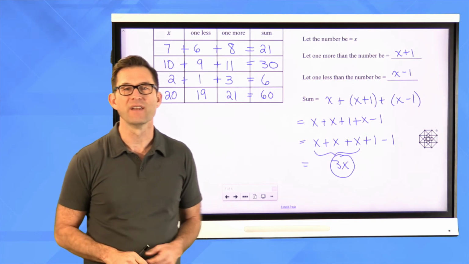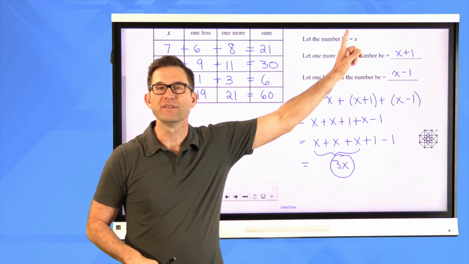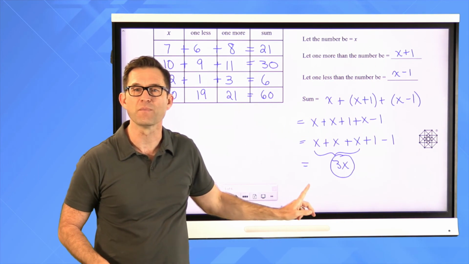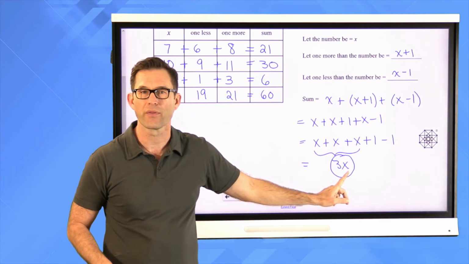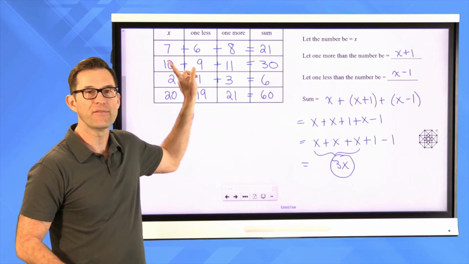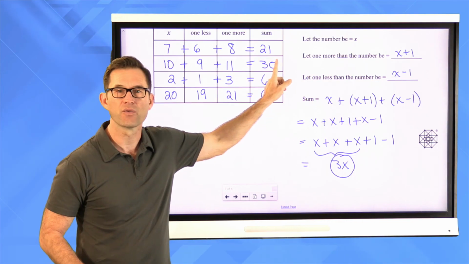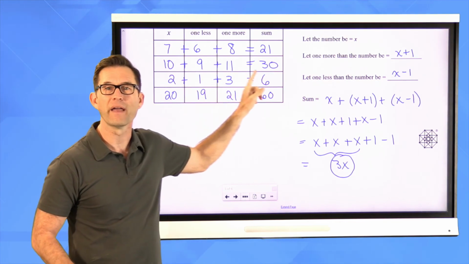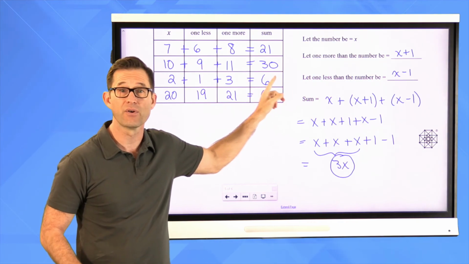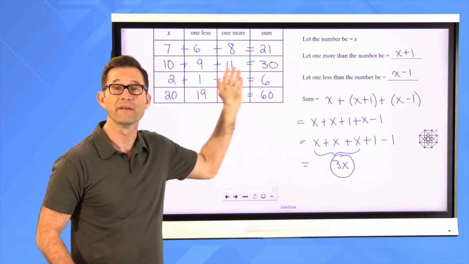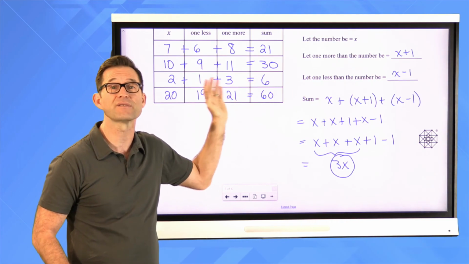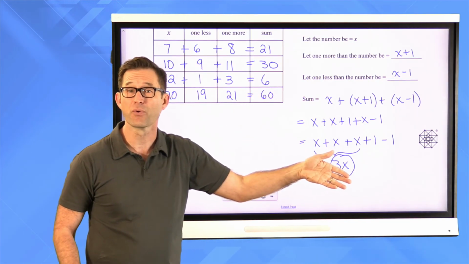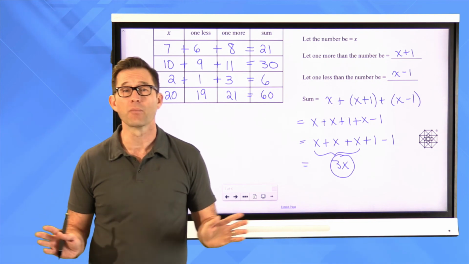So it appears now that I've proven that if I start with any number in this pattern, the result I will get will always be 3 times what I started with. I started with 7, my answer was 21. 21 is 3 times 7. I start with 10, my answer is 30. 3 times 10 is 30. I start with 2, my answer is 6. 3 times 2 is 6. 20, I get 60, right? And there's the proof. It would work with any number I started with.